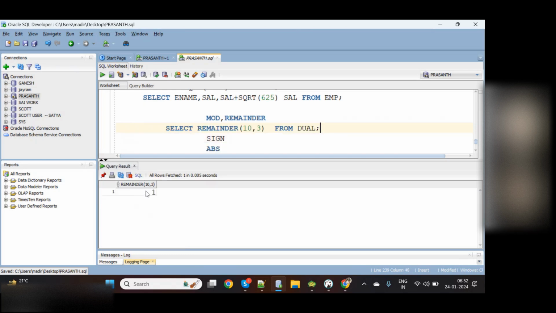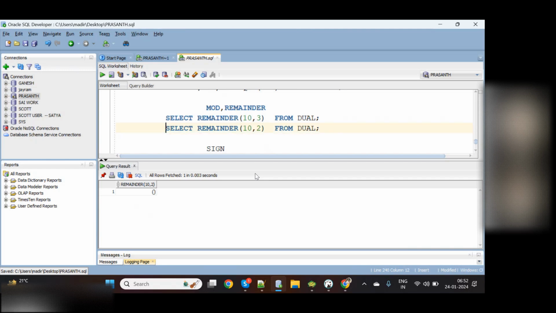It means the remainder of 10 comma 3 is nothing but what is left after the exact factor, which is 3 times 3, 9. So we get 1 as the remainder. Now for 10 comma 5 it should be zero, because 2 fives are 10, so there is no remainder.